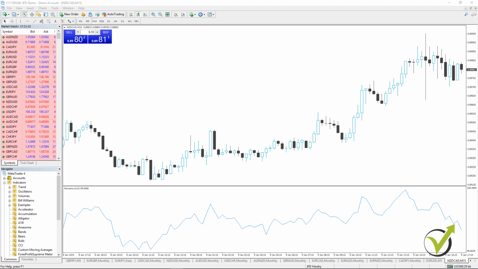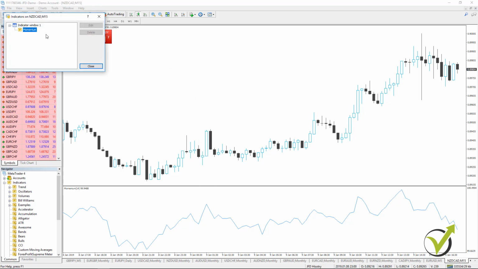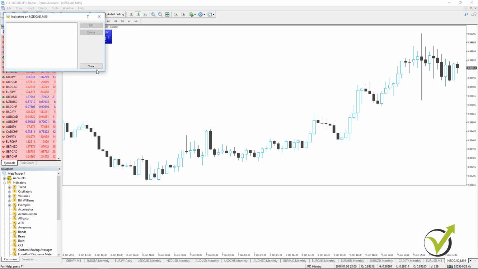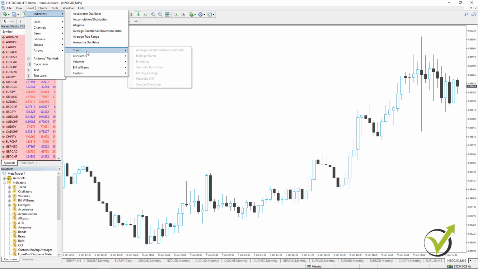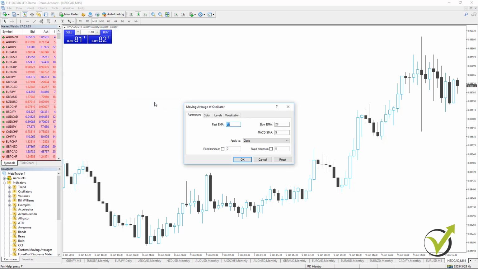And normally it is said that the extreme high or low points are a signal that the trend will continue, or we can expect continuation of the current trend. Okay, I will remove it now from the chart and go to the next indicator, which is called moving average of oscillator. It's just right here, moving average of oscillator.